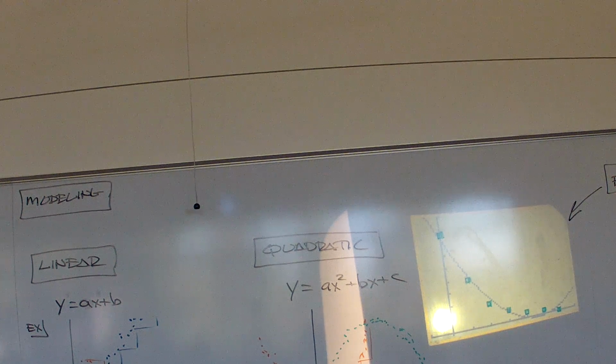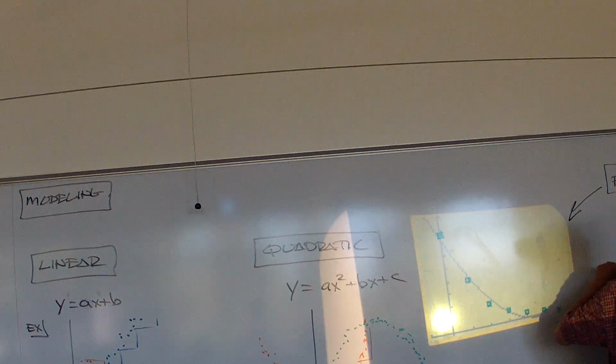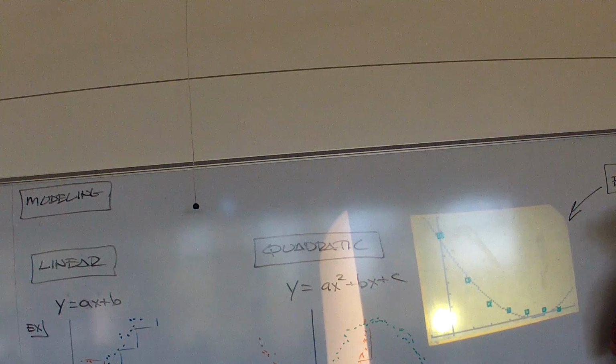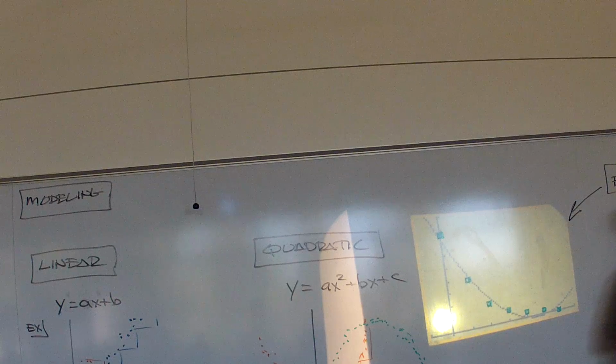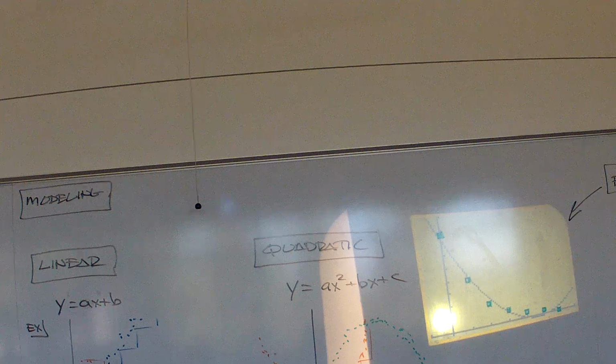So basically, the way exponential differs from linear and quadratic is, each successive term, y value, is a constant multiple of the previous y term. And when I say constant multiple, we're applying the same multiplication again and again and again and again.